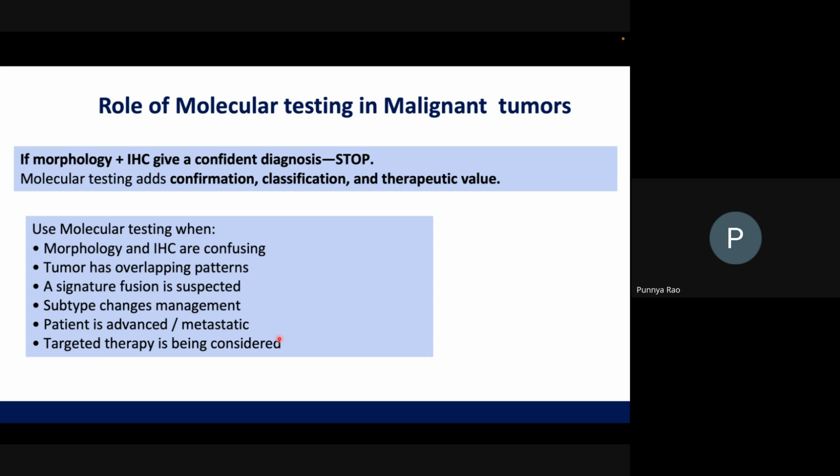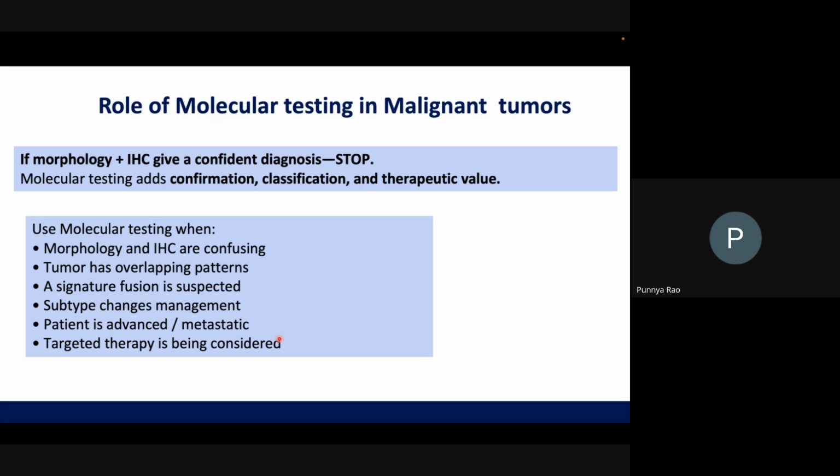Now, what is the role of molecular testing in malignant tumors? When the morphology and IHC are confusing. So you have the morphology, you have done the IHC, but still it is confusing. I'll show a case in point subsequently. Then you go for molecular testing.